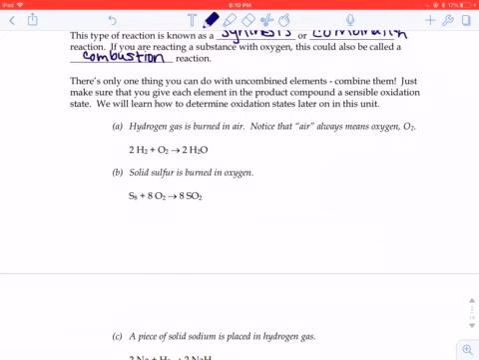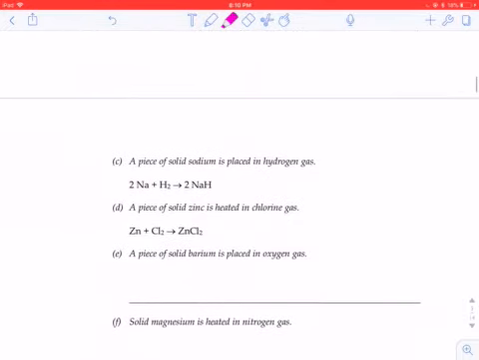So there's only one thing you can do with uncombined elements: combine them. You just have to put them together, and make sure that your substance has a sensible oxidation state. If it's an ionic compound, make sure you have a sensible charge. They give a few examples of burning something in air or in oxygen. You can see where we're just combining hydrogen and oxygen together, making a compound out of them. You take sulfur and oxygen, put them together, making a compound out of them.